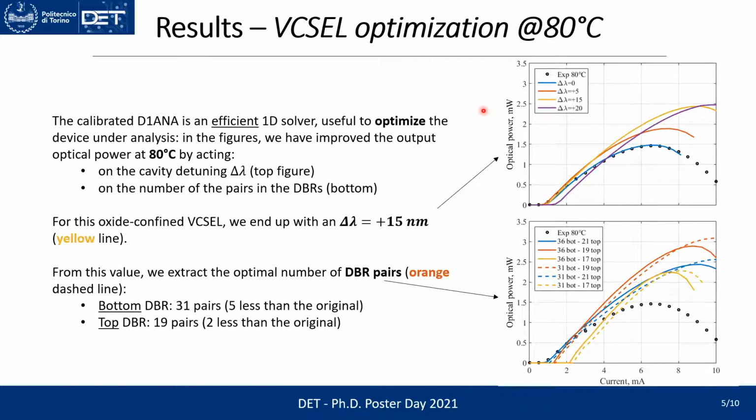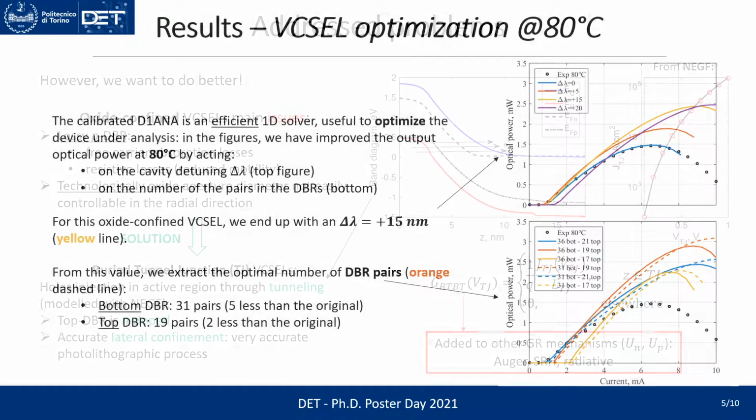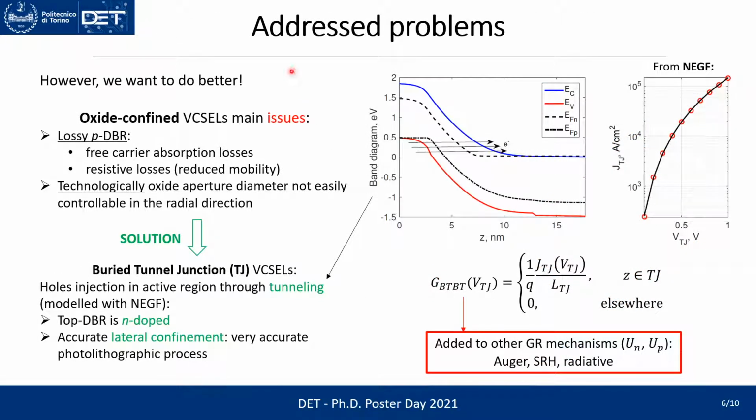In the figures, two parameters are investigated at the critical temperature of 80 degrees Celsius, the cavity detuning and the number of pairs in the DBRs. From the first analysis, an optimal value of plus 15 nanometers is obtained. This value is then used to improve the DBRs, ending up with 5 pairs less in the bottom DBR and 2 less in the top one. Almost double the maximum optical power and later thermal rollover are obtained. However, this is not enough.